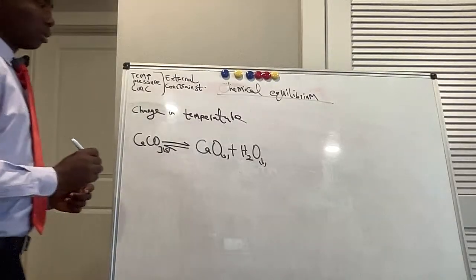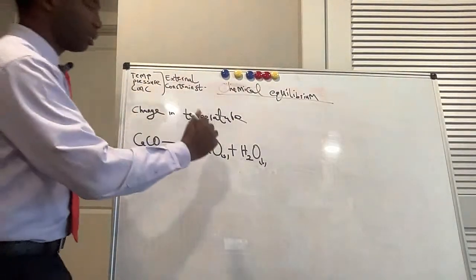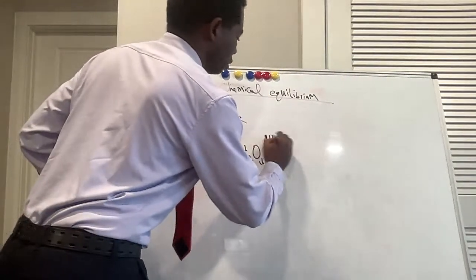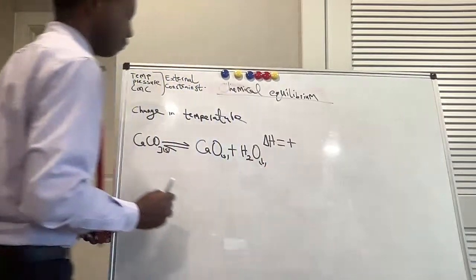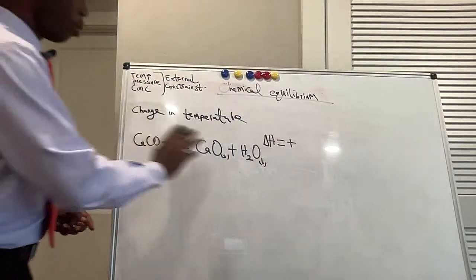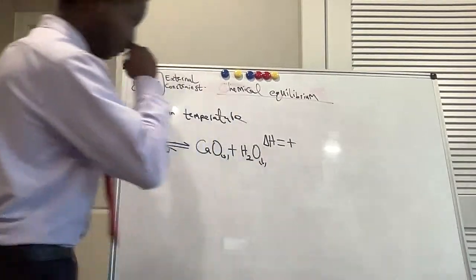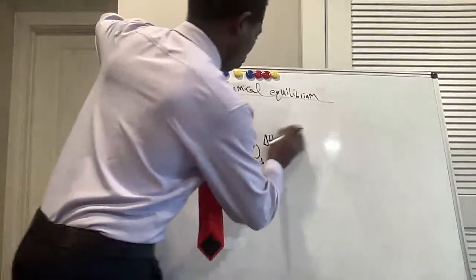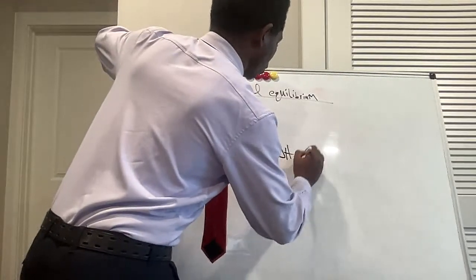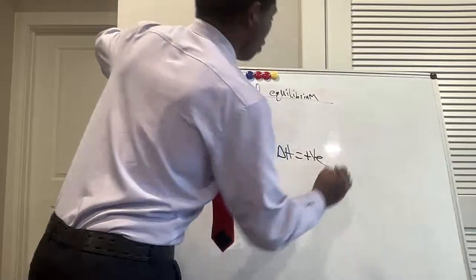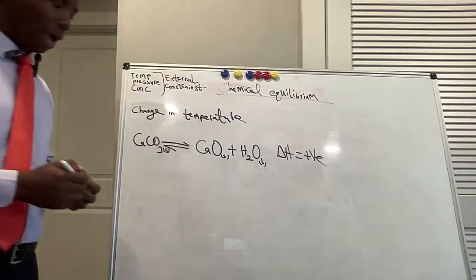Now, most reactions will be written with the change in enthalpy as positive or negative. But we are talking about temperature at this time. Now, the change in enthalpy in this reaction is what? Positive. Change in enthalpy is equal to what? Positive. Now, before we proceed, you have 5 minutes to think and brainstorm.